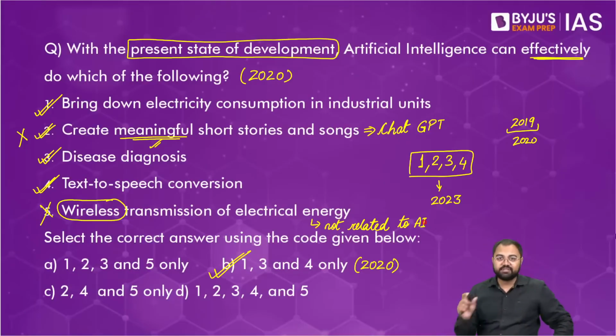So that's why just remember that AI can analyze something for you, do some kind of work for you, or maybe create certain songs, stories or pictures for you, but it cannot change the properties of physics. Here you'll need the properties of physics to work for wireless transmission of electrical energy to happen. So that is where you have to understand what it can or cannot do.